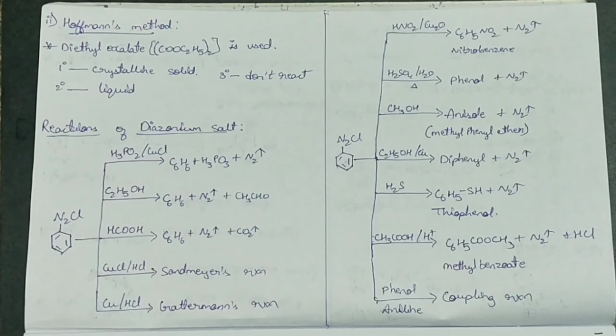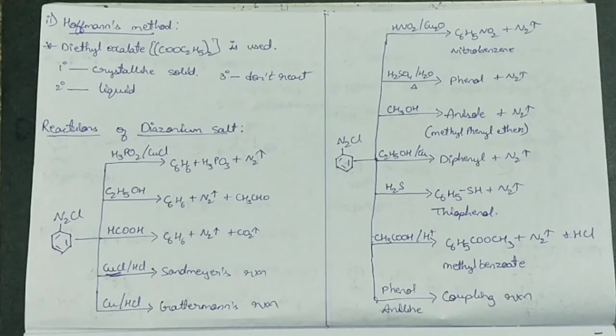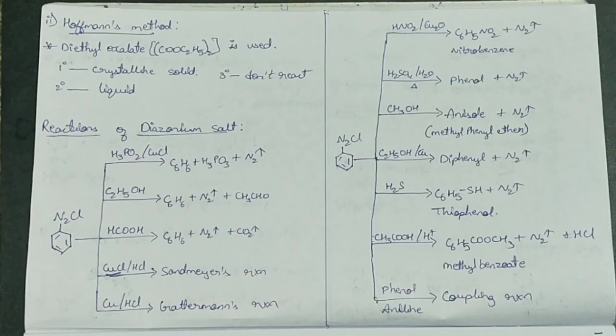And next will be the Sandmeyer reaction and Gattermann's reaction. In the Sandmeyer reaction, the important thing to remember is that you will be using cuprous halide. But in the Gattermann reaction you will be reacting with copper only. No cuprous halide will be used in the Gattermann reaction. So next, diazonium salt reacting with HNO2 along with cuprous oxide gives nitrobenzene. Next, diazonium salt with H2SO4 along with water gives phenol.